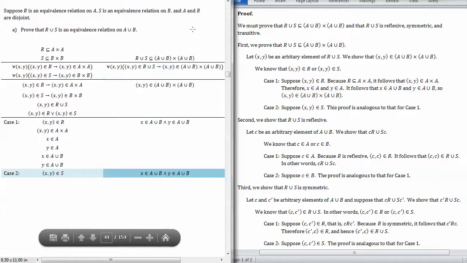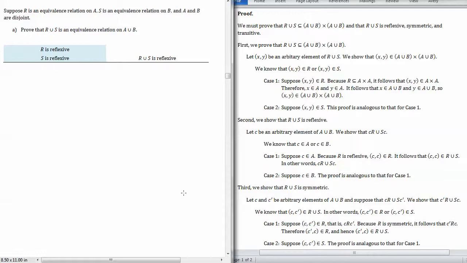So you can read that first part over here. First, we proved that R union S is a subset of that. We have our 2 cases, and we're done. The second thing we're going to show is that R union S is reflexive. Okay, so we're going to use that R and S are reflexive to get that. There's the definition of those 2 things, and here's what we're trying to prove.